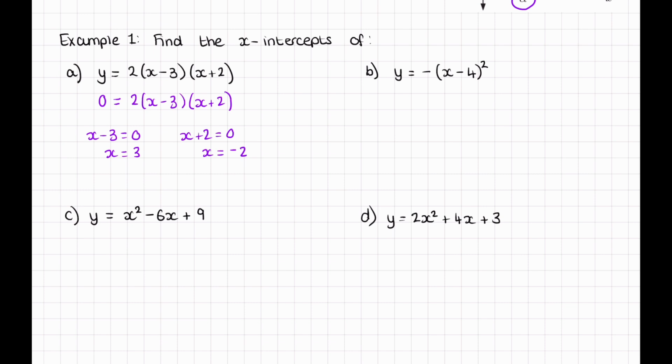B, we've got y equals minus, and then in brackets x minus 4 all squared. Once again, to find the x-intercept, we want when y is 0. We only have the one bracket here, which means x minus 4 must equal 0 for this equation to be true, and that means x will equal 4.